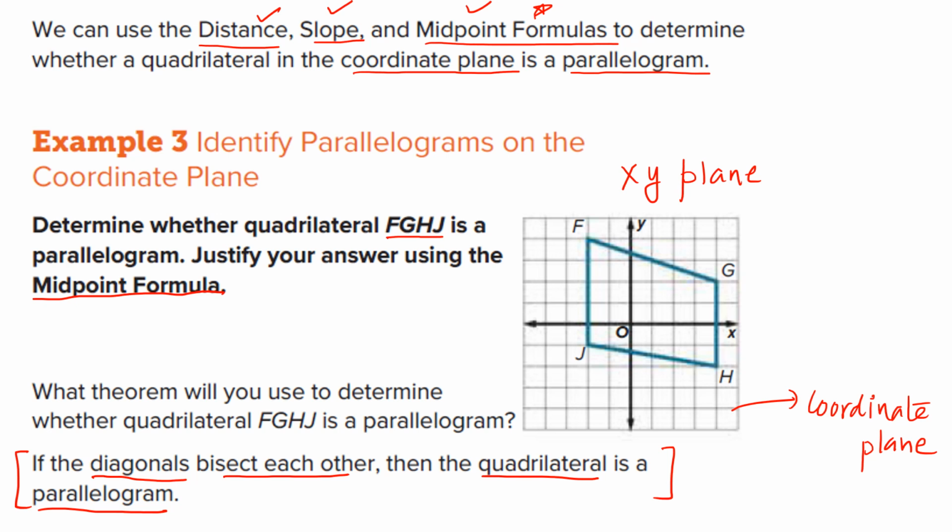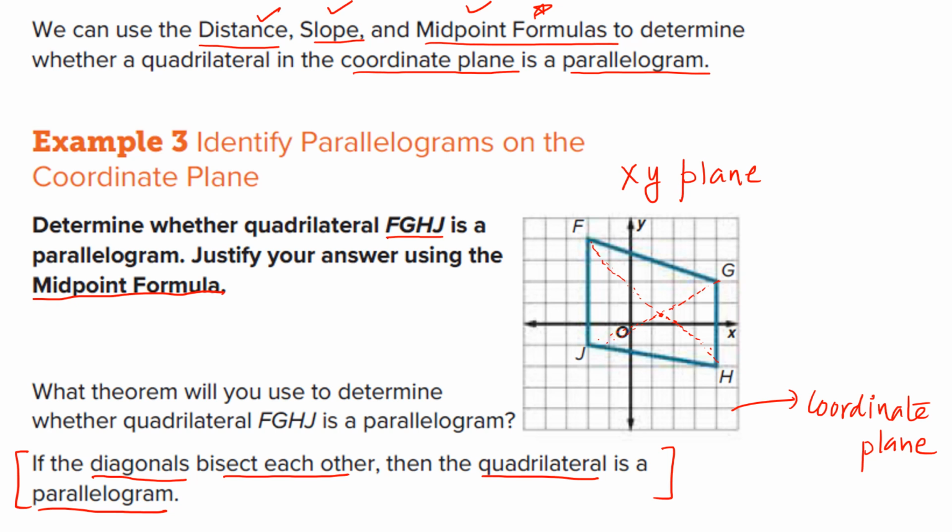Now, if I draw roughly the diagonals, the diagonals will be the non-consecutive vertices, so FH and JG. So this is the point where the diagonals meet roughly. Now you have to find the midpoint of FH and the midpoint of GJ, so that you can check: if it is the same, the diagonals bisect each other. If it is different, the diagonals don't bisect each other.